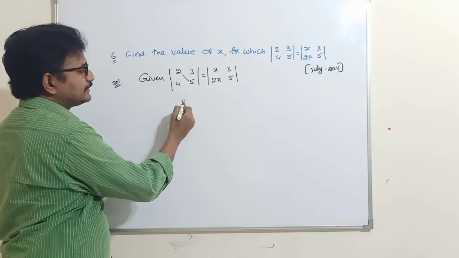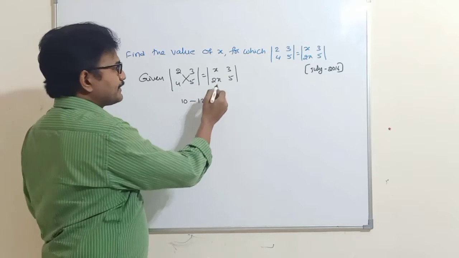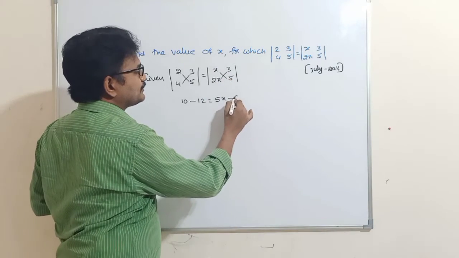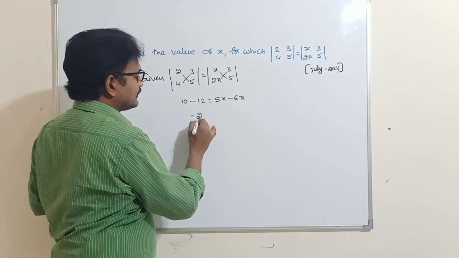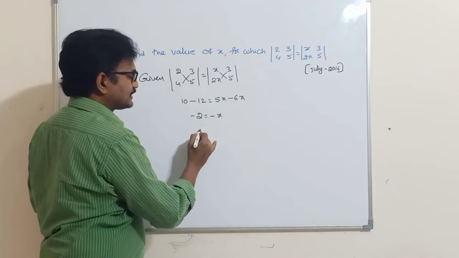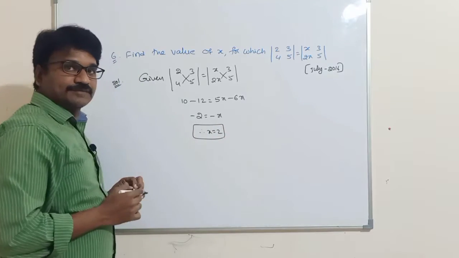2 into 5, 10, minus 4 into 3, 12, is equal to 5 into x, 5x, minus 3 into 2x, 6x. So 10 minus 12 is minus 2. 5x minus 6x is minus x. Therefore, x is equal to 2 is the answer for this problem.